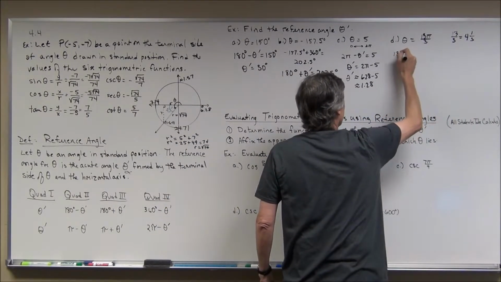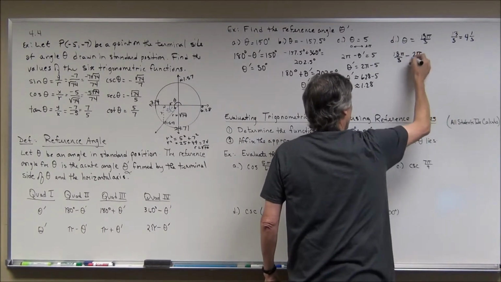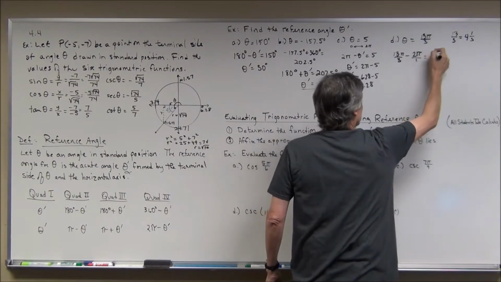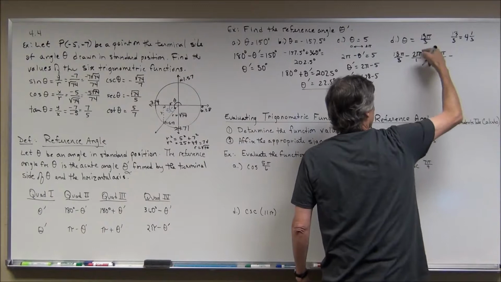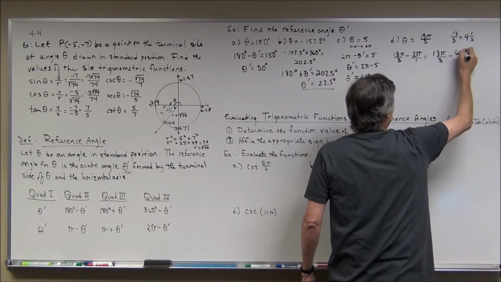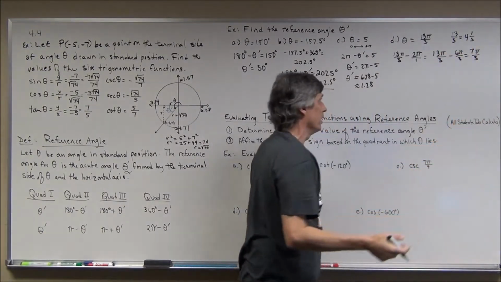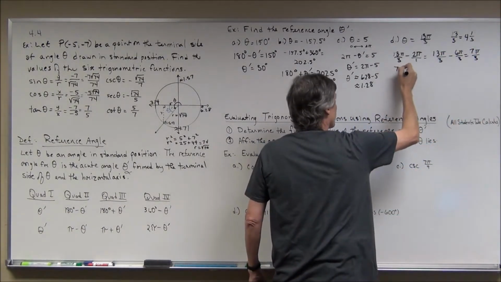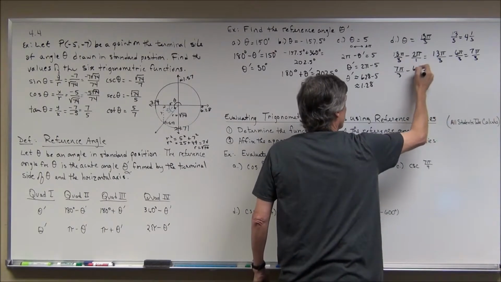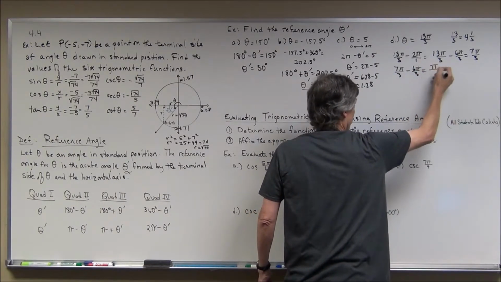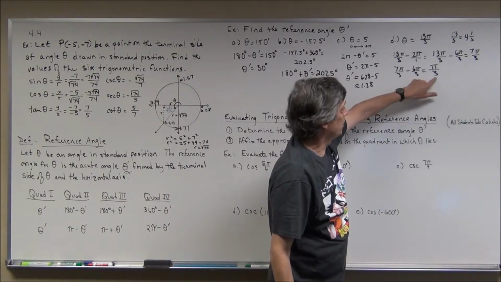If I take 13 pi over 3 and subtract 2 pi, now 2 pi is the same as 2 pi over 1, so this is the same as 13 pi over 3 minus, multiply top and bottom by 3, 6 pi over 3, I would get 7 pi over 3, which is still too big. I take 7 pi over 3, I subtract another 2 pi, which is 6 pi over 3, and I get pi over 3. That guy's okay. Pi over 3 I know is between 0 and 2 pi.